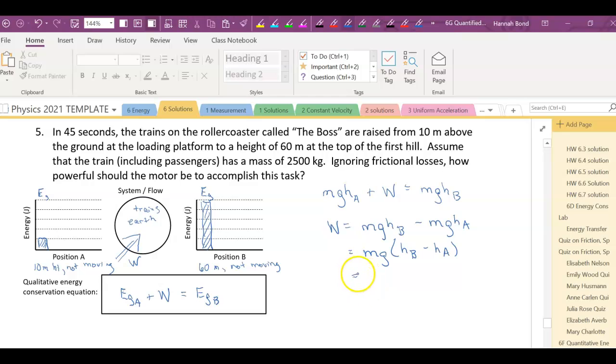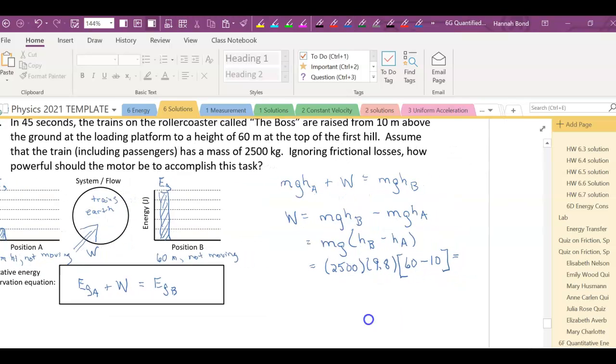So the mass of this train is 2,500 kilograms. G is 9.8. And then the height at B is 60 meters. The height at A is 10 meters. So that work is 1,225,000 joules.